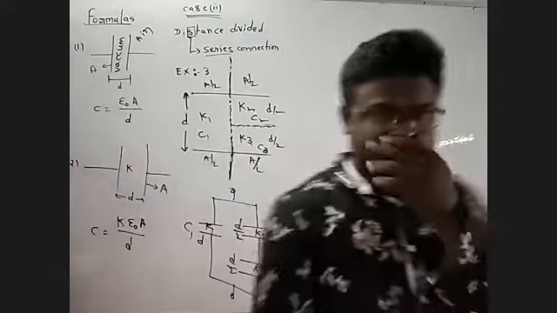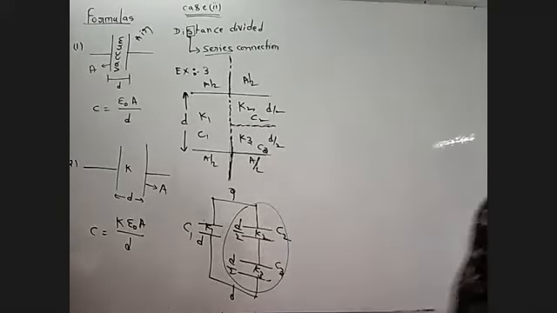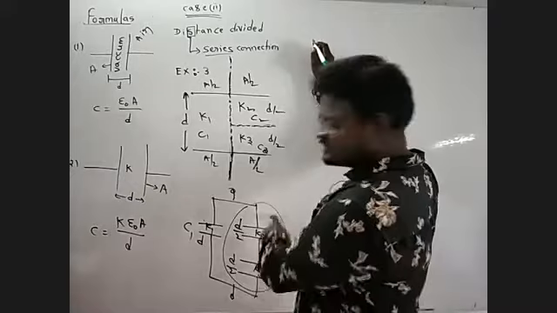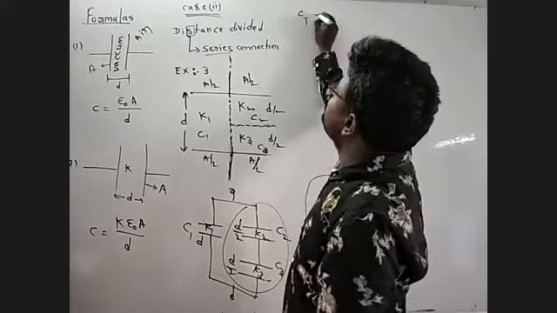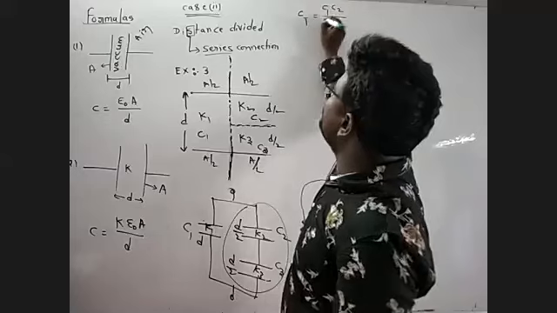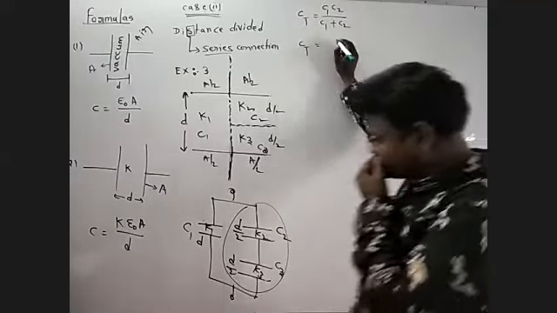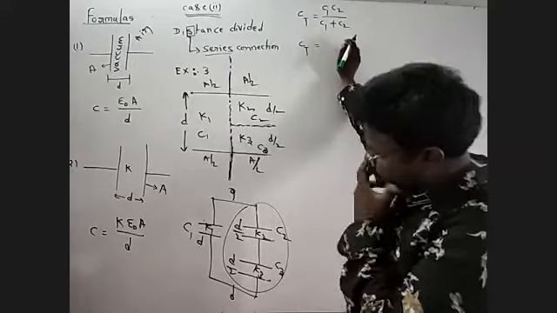You see, first these two capacitors should be combined. So what we are getting: two capacitors in a series connection. What is the series connection formula? C total is equal to C1 C2 by C1 plus C2. So here C total is equal to C2 C3 by C2 plus C3.